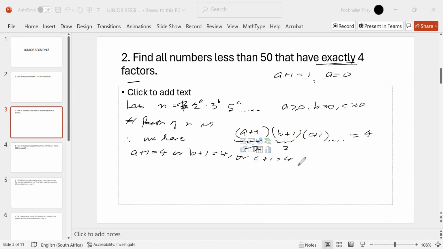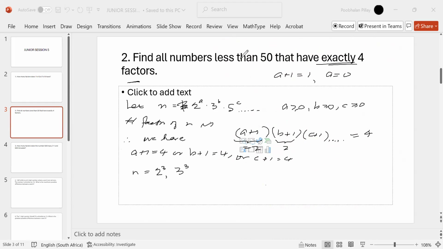Okay, so here you have, in other words, these numbers are all 3. A, B, or C is 3. So you could have n equals 2 cubed. So when the powers are all 3, it means that the number is a cube of a prime. So you've got n equals 2 cubed, or it could be 3 cubed.